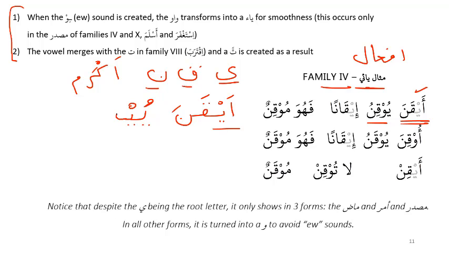So this would become yuyqinu. Yukrimu becomes yuyqinu. Does that sound ugly? Yeah, this sounds ugly. So what's the solution? Replace the ya with the waw. Exactly. The solution is to replace the ya with a waw, which is what's happening here. And then ikraman, iqanan. So this is actually okay.